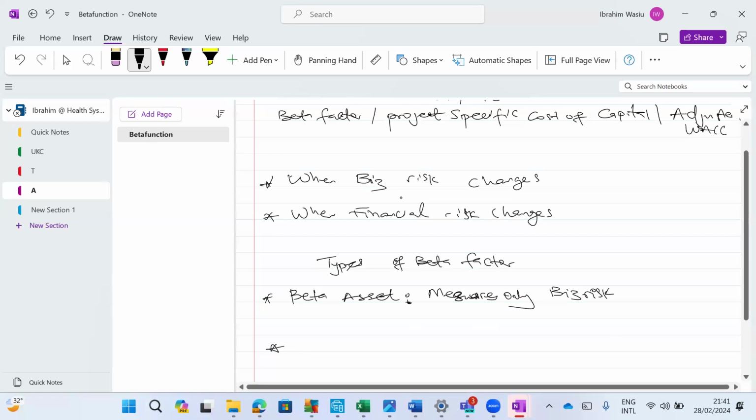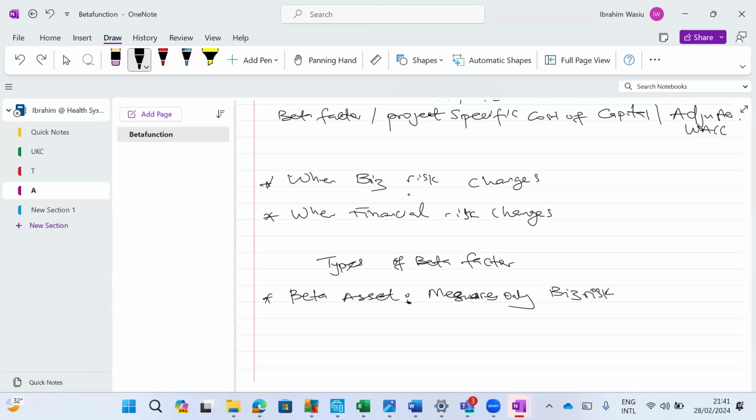Before I do the next one, let me write out the formula. So beta assets actually measures only business risk. Which means if I give you a company's data and I give you the company's beta asset, it means the beta asset only measures their business risk. So if I'm looking for business risk, I'm going to be looking for beta assets. Okay.